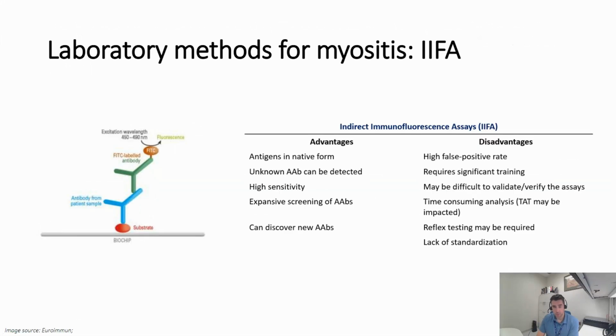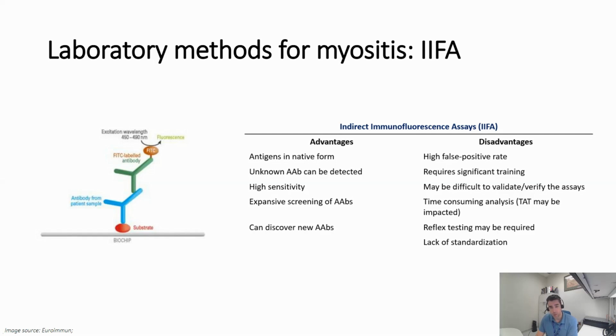So an additional laboratory method that can be used for the detection of autoantibodies is indirect immunofluorescence assays, where there's a biochip that has a substrate of interest, where the antibody from the patient's sample can bind, and then a detection antibody is added where there's some sort of reaction that occurs, usually a fluorescent reaction.